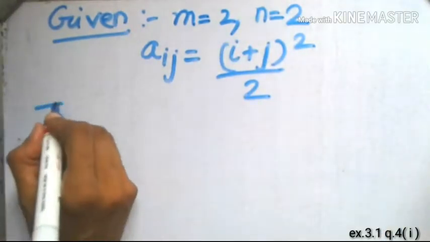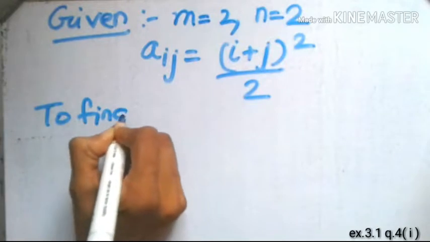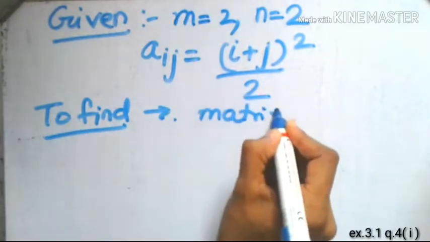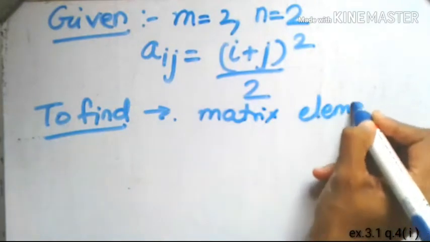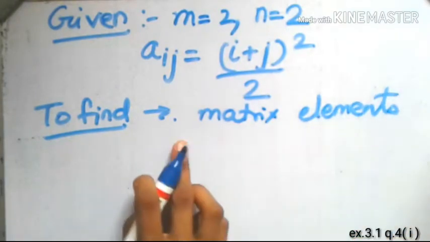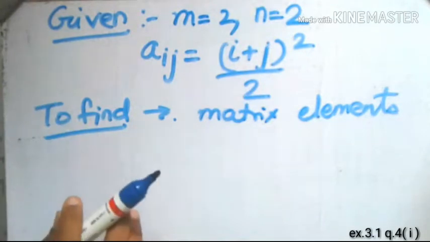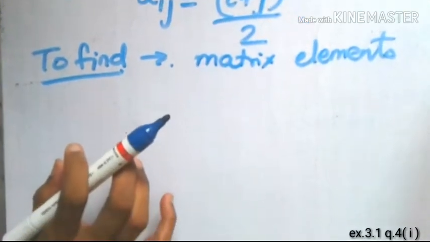So these are the given data. And what do we have to find? We have to find the matrix elements, right? That's all we have to find actually. Once you know what the matrix elements are, you will know how to construct the matrix because you know the order of the matrix, right? So once we are clear with this, let's see what the matrix elements are.